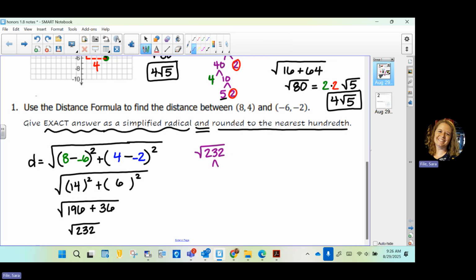If you don't know, at least know it's even, right? So what's definitely a factor? It can definitely be divided by 2. Okay, 2 times what? Now 116, factors of that. 58 and 2. Factors of 58. 29 and 2. All right, now 29 is not even anymore, so we can't divide by 2.